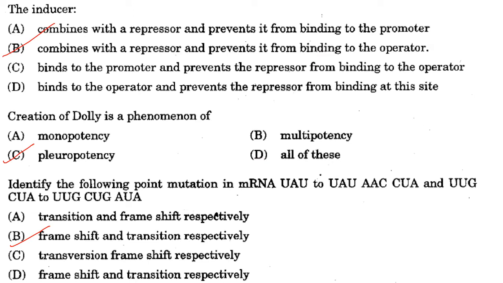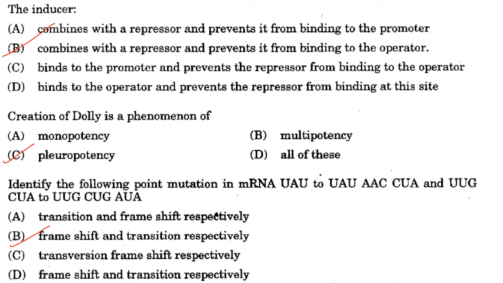Then next one. The inducer combines with the repressor and prevents it from binding to the operator. Answer is option B. The inducer is lactose in lac operon. Creation of Dolly is a phenomenon of pluripotency. This also I have discussed in one of the previous question papers. This is a repeated question, and if you refer to my previous videos, you will get an explanation for this.